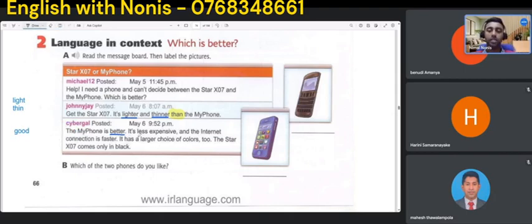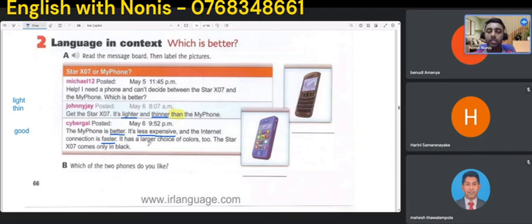Okay, so less expensive. This is also the comparative form, less expensive. Expensive is an adjective, but if you want to use the comparative form of expensive, that is less expensive or more expensive. That's how we say less expensive or more expensive. Less expensive, and the internet connection is faster. When you say faster, that is also the comparative form of the word.